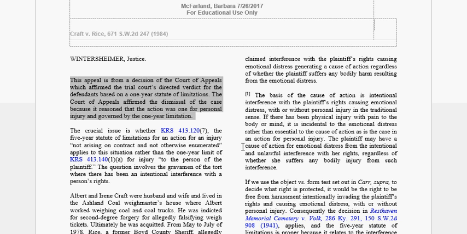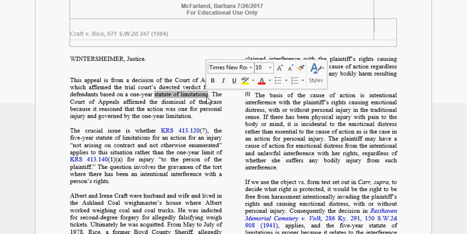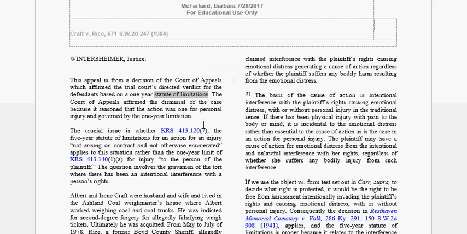When you see a term with which you are unfamiliar, which I think you have in this paragraph, look it up. Directed verdict. Do you know what that is? What's a statute of limitations? Look those things up. Don't just assume, well, I don't need to know that. You do.